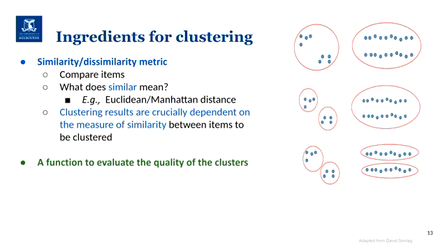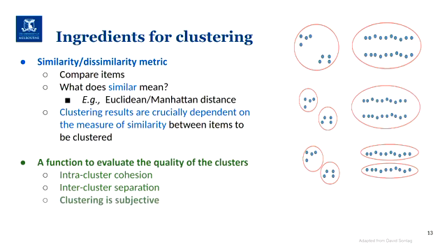And the second ingredient for clustering will be a function to evaluate the quality of the clusters, okay? Remember that we want two things. We want intra-cluster cohesion, or homogeneous clusters, and we want inter-cluster separation. So we can try to derive different metrics to optimize these two. But at the end of the day, clustering might be quite subjective.